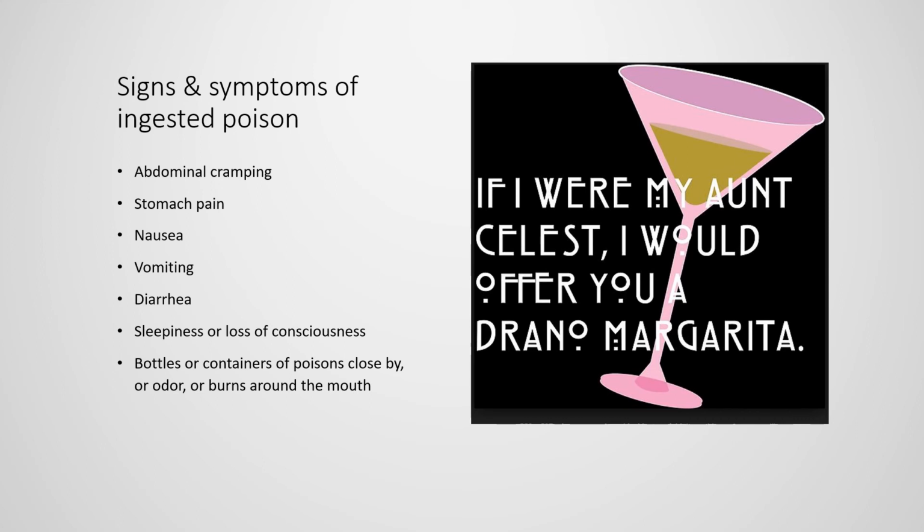Seeing bottles or containers of poisons close by, definitely a hint that something has potentially happened here. So we often look for indicators of a potential poisoning. You know, for example, if someone has taken some kind of a stimulant drug, cocaine, say they've overdosed on an oral decongestant.